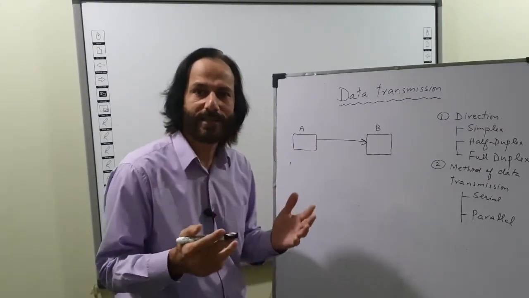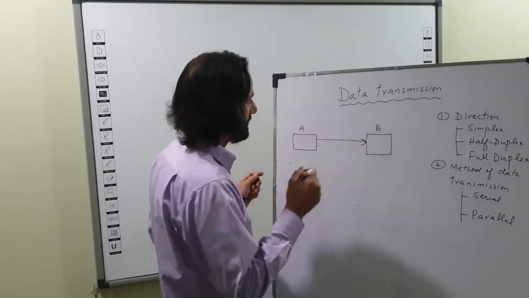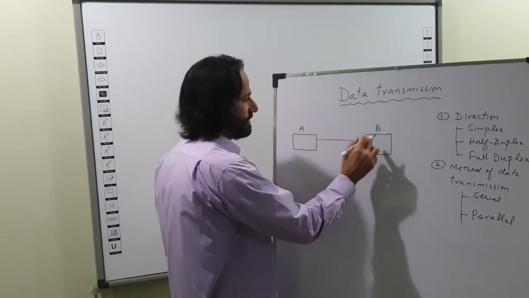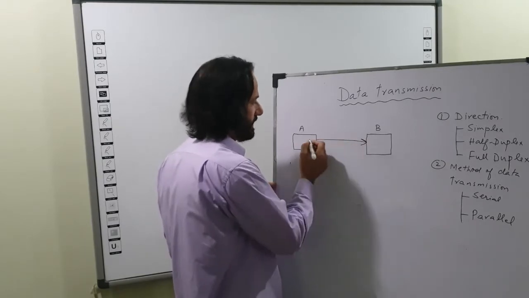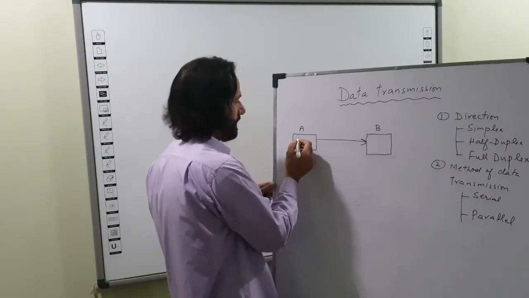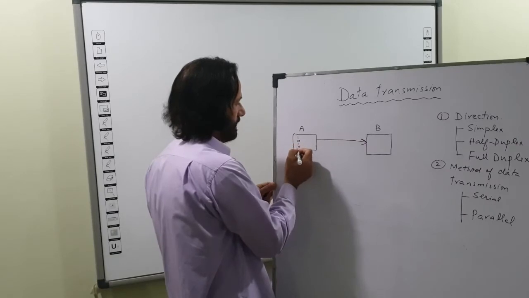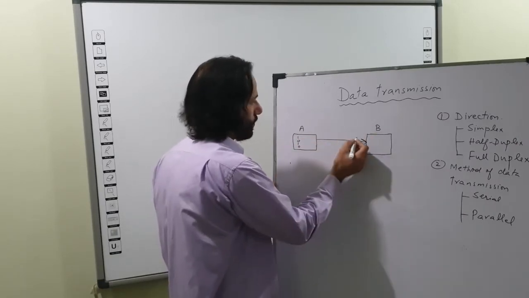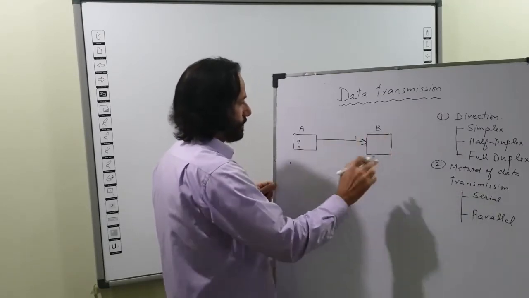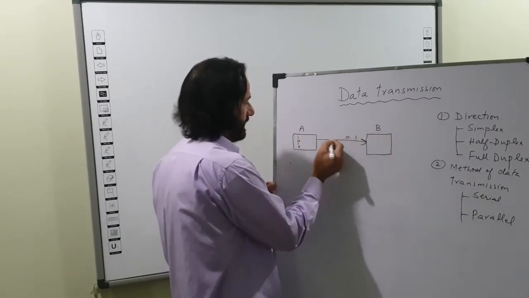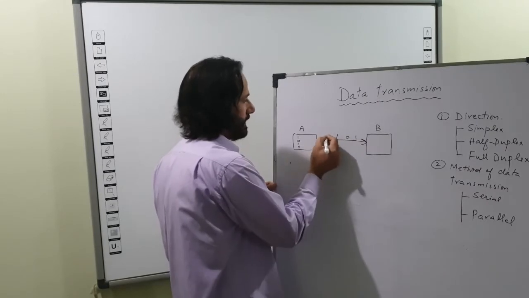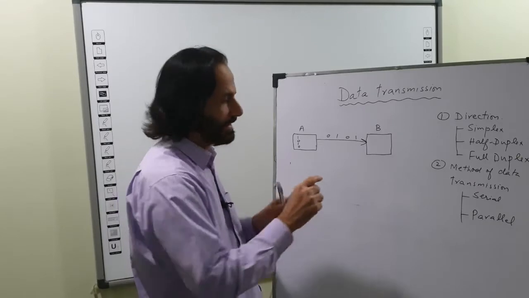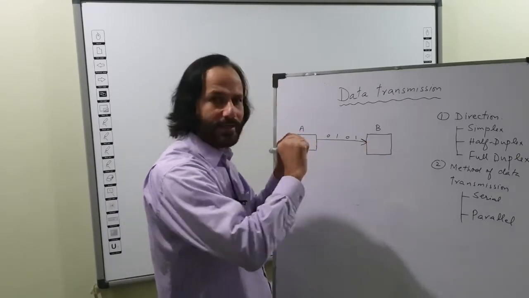Let me explain serial data transmission. In serial data transmission, only one bit can be transmitted at one time. Let's say this computer is sending a stream of bits, like these are the bits that this computer wants to send to computer B. Only one bit can be transmitted at one time, and then the second bit, then the third bit, and then the fourth bit, because it is using only a single wire, a single channel.